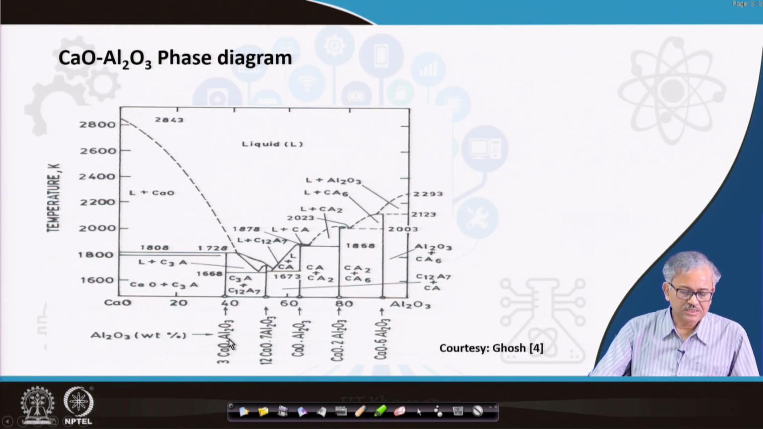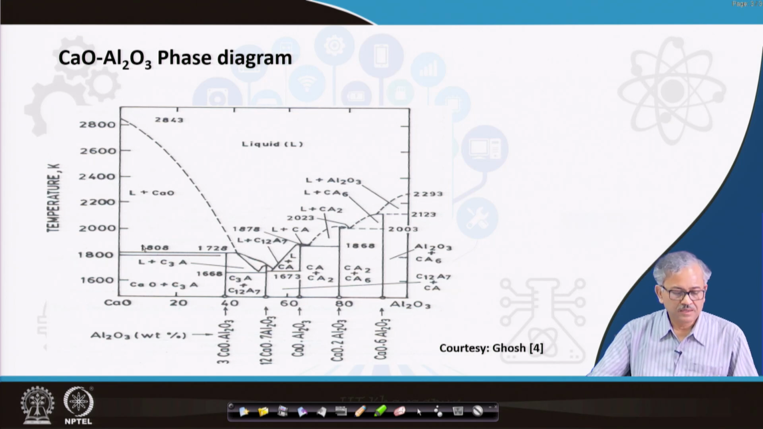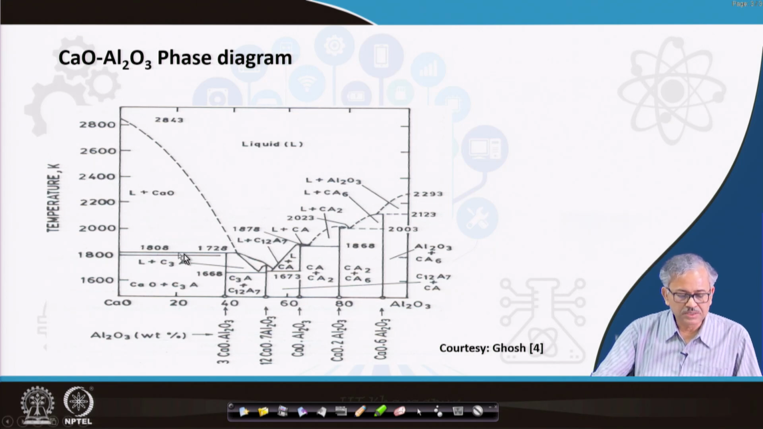the tricalcium aluminate, 3CaO·Al2O3, C3A, has a melting temperature of 1668. The melting temperature is in Kelvin, basically all are Kelvin. 1668 minus 273 is 1395 degrees centigrade. Liquid steel temperature is 1873 Kelvin, so we can find that 1668 is much less than 1873.